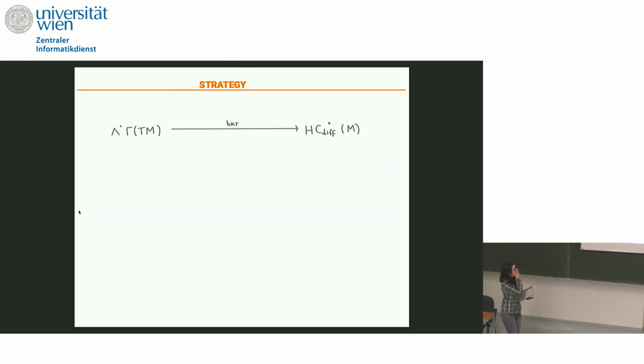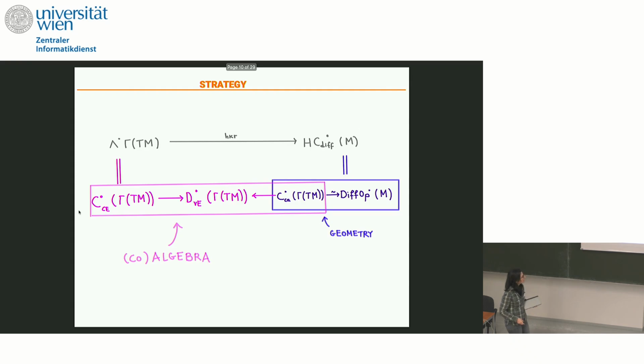Now, let me try to give you a first rough idea of what the proof is. So what is the strategy? My first goal is to cook up this arrow, this quasi-isomorphism, from multivector fields to multi-differential operators. Okay, so on the right, what do I have?